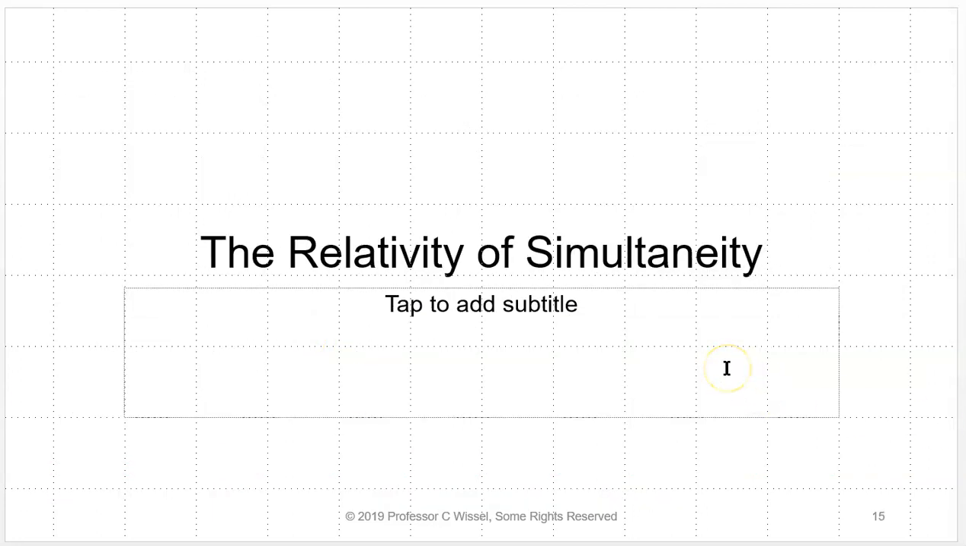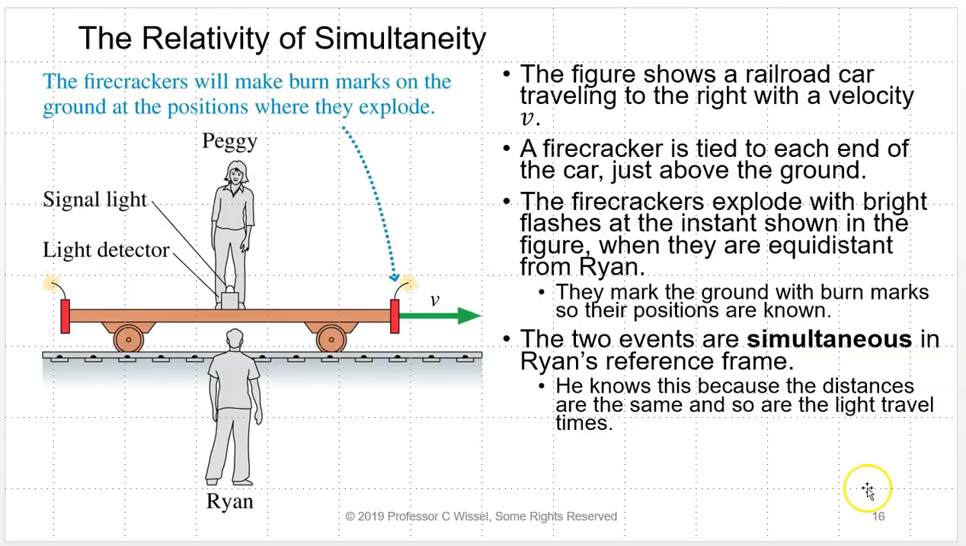Okay, so the relativity of simultaneity. Hard to say that fast. Here we have a railroad car. It's traveling to the right with a velocity v. Peggy stands in the middle of the railroad car. There are 2 firecrackers on the ends of the railroad car, and she has a light detector.